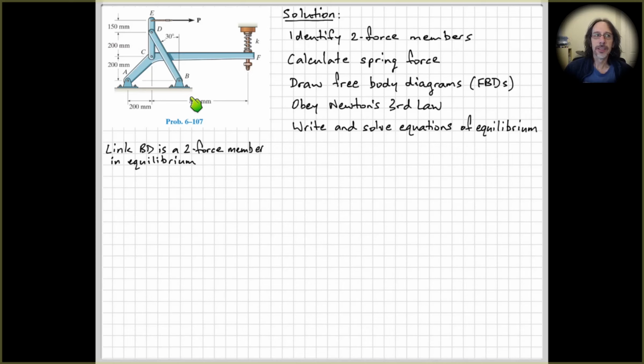What that does for us is tell us the direction of the reaction force here at B. If we draw a free body diagram of this link BD, we'll see that the force at B must be along the line joining B to D, and the force at D must be equal and opposite, also along the line D to B. So if you don't remember your two force members, go back and revise that.